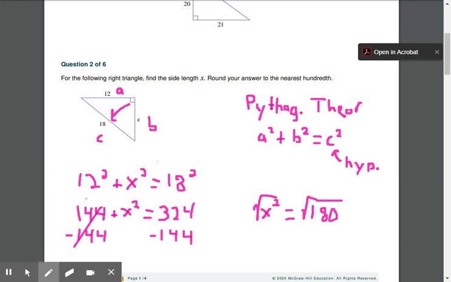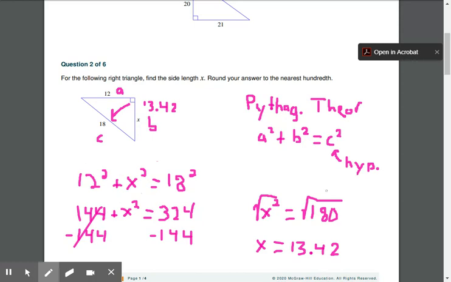Square root of 180 is 13.4164. Now we want the nearest hundredth. So it'll be 13.42, rounding up. Now check your answer to make sure it makes sense. This side has to be smaller than the hypotenuse, so it has to be smaller than 18. So we know our answer is good.